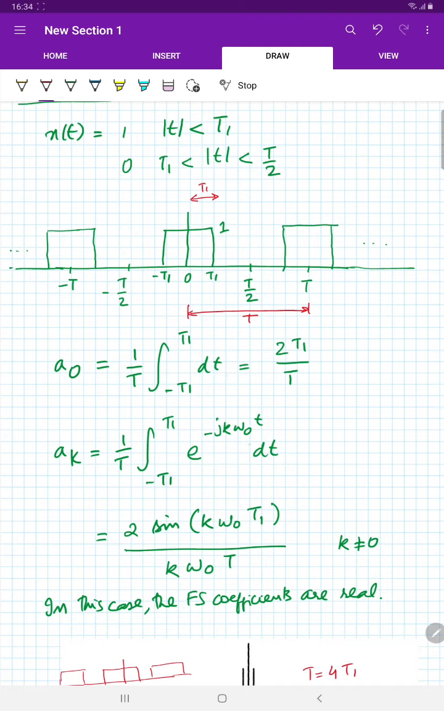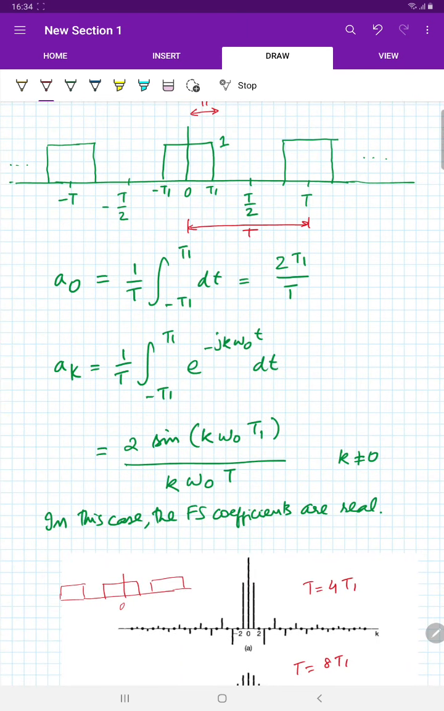Now to compute the Fourier series coefficients for the other values of k which are not equal to 0, again you substitute in the expression 1 by T, again over minus T1 to T1, and now it is e raised to minus j k omega naught t, dt. If you solve this integration, you will get 2 sine(k omega naught T1) by k omega naught T. This expression is what you will get for k not equal to 0. So these are the values of a_k.